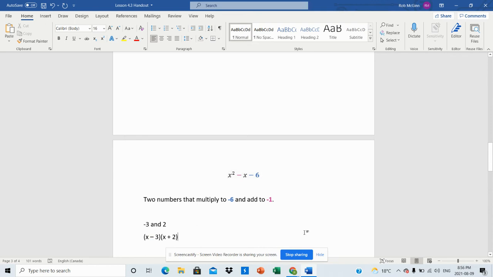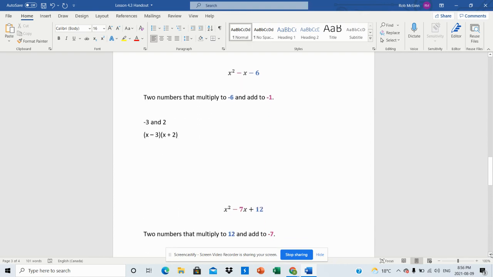So our distributive law works, and we do have the proper factors. So our factors of x squared minus x minus 6 is x minus 3 times x plus 2.